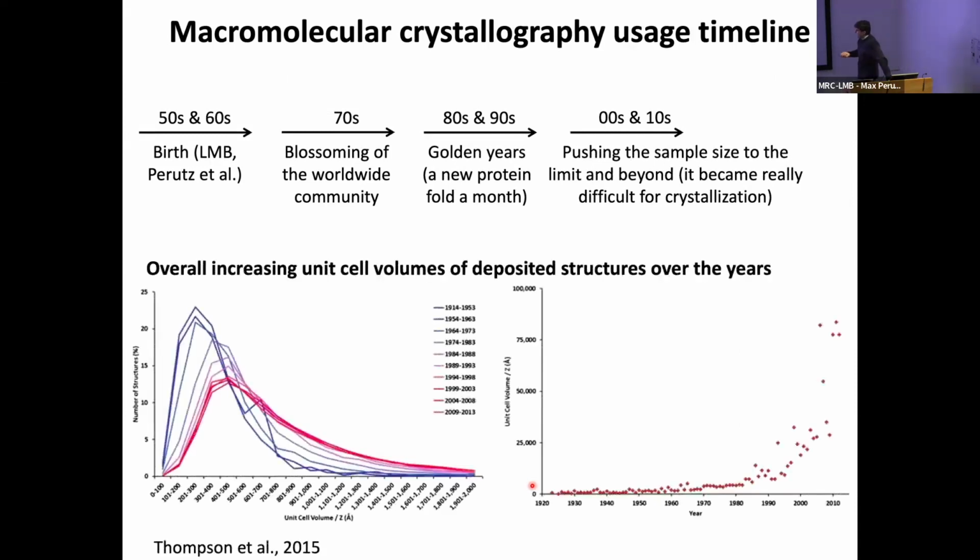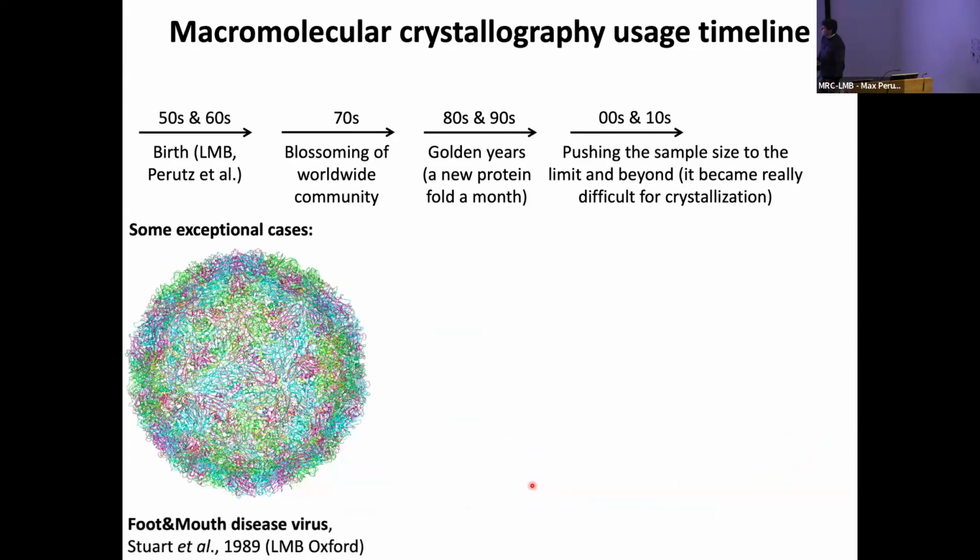In fact, you can see that in the early years, the majority were small proteins, with very few big proteins. Then people became less interested in the small proteins and more interested in the big complexes, but you still couldn't do many of them with crystallization. There are some exceptional cases, of course, like this one done in Oxford in 1989. They managed to crystallize the whole virus. Don't ask me how they did it, or how they processed the data in those days with those computers. It's just incredible.